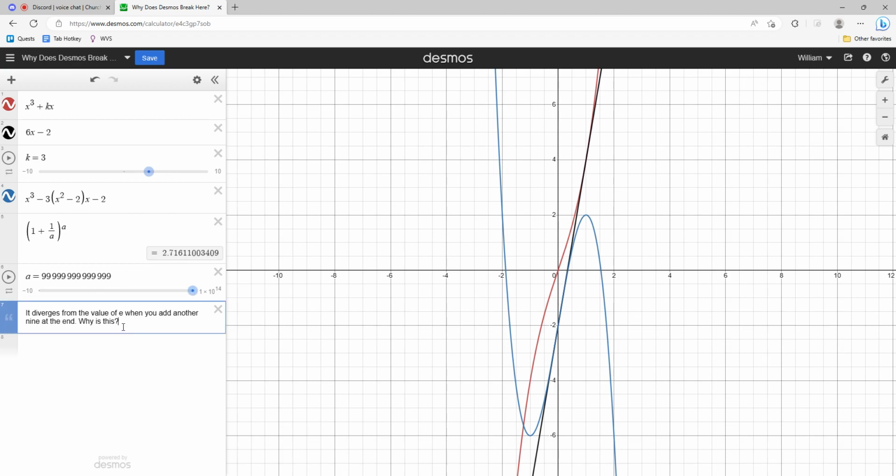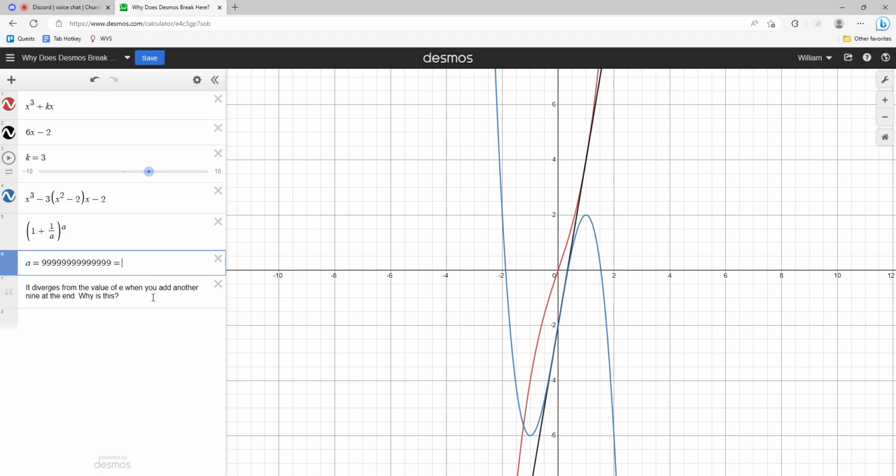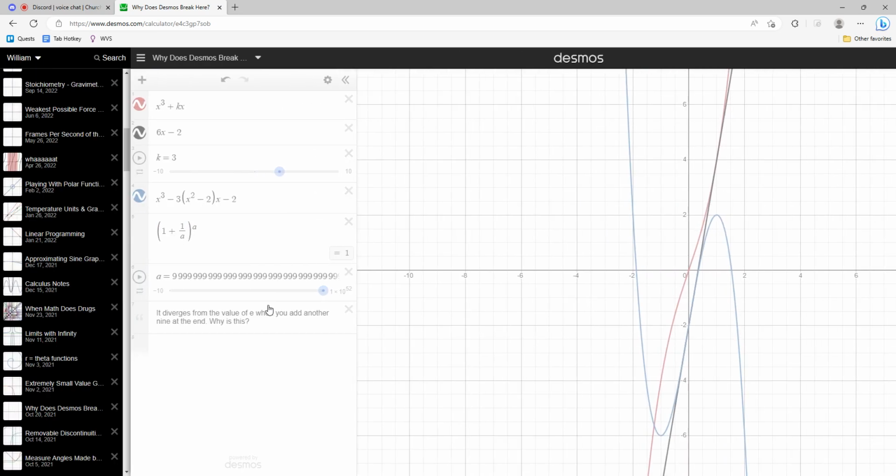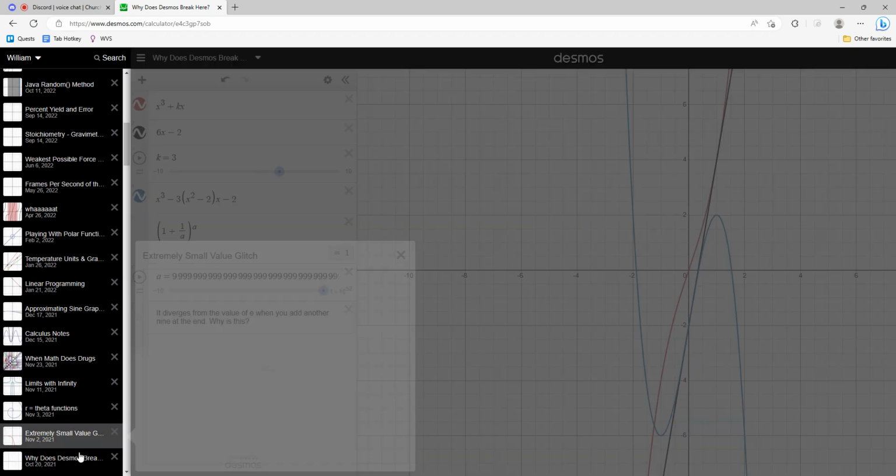And it diverges from the value of e. Yeah, so check this out. This is the definition of e, right? As I raise this higher, it gets closer and closer to the value of e, 2.718281828 and whatever. But then it starts diverging, which is really interesting to me. But it's probably just because Desmos can't handle these kinds of exponents. It's actually, never mind, it's not that interesting. It's just that the calculator breaks for high exponents.